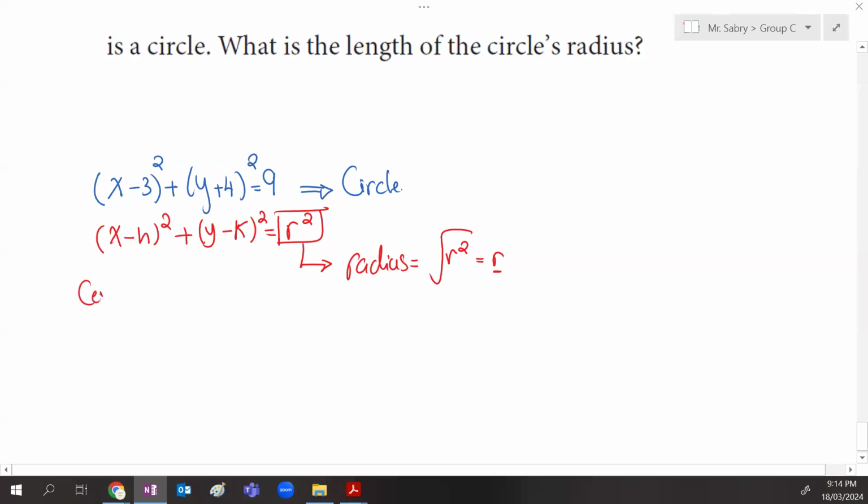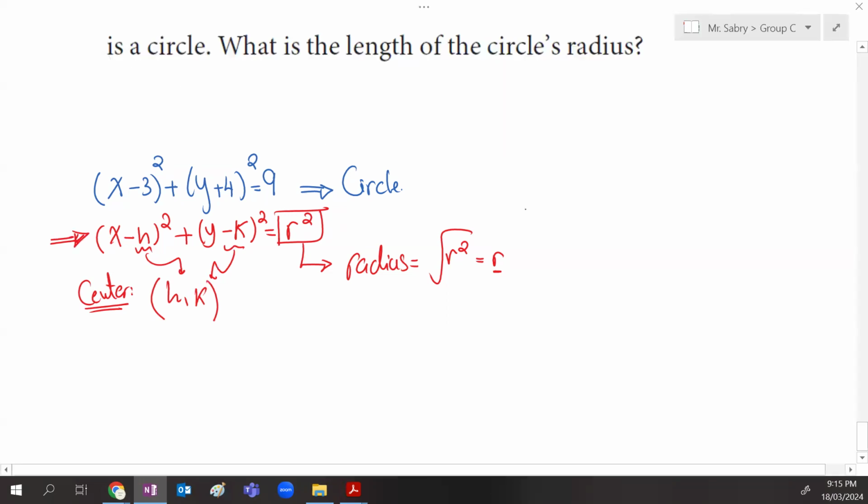And if I'd like to find the center of the circle, the center is supposed to be this number, but with the opposite sign, that's the x. And this number also with the opposite sign, that's the y. Again, I can say that this is the center and this is the radius only when the equation is written in this form, when there are two brackets with power of 2 and so on.